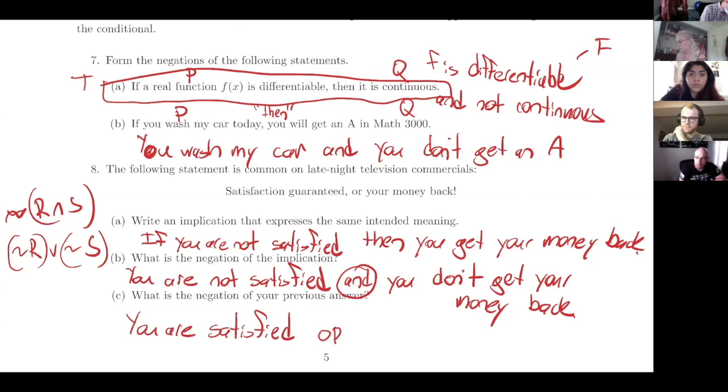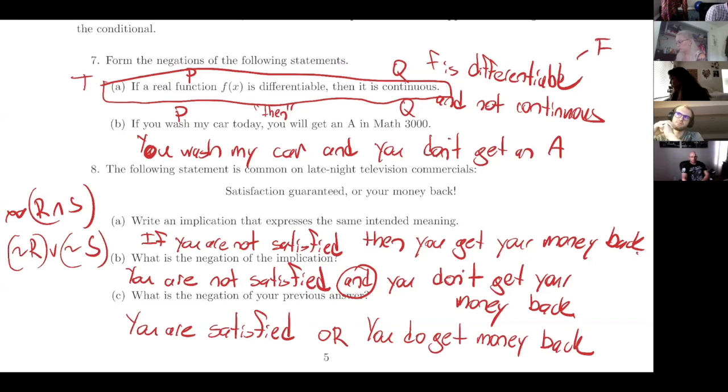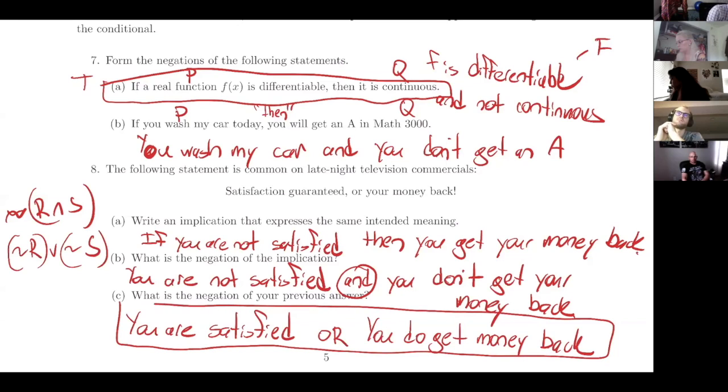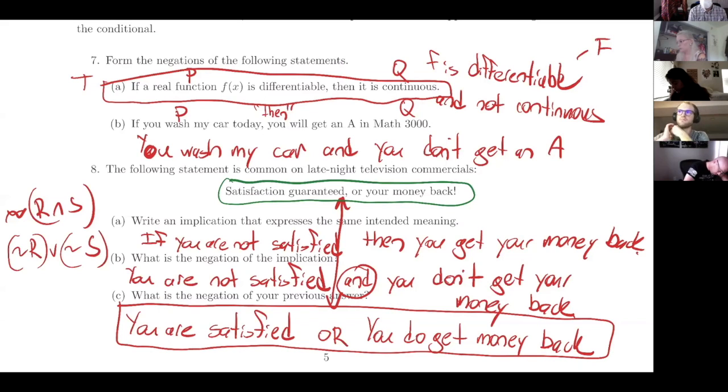And now we change that and to an or, and then we negate the second part of it, which is you don't get your money back. If we negate that, that would be you do get your money back. And let me just say that when we do that, we get something back which is logically equivalent to what we started with. Saying you are satisfied or you get your money back is the same thing as saying satisfaction guaranteed or your money back, right? So we get back exactly what we started with.